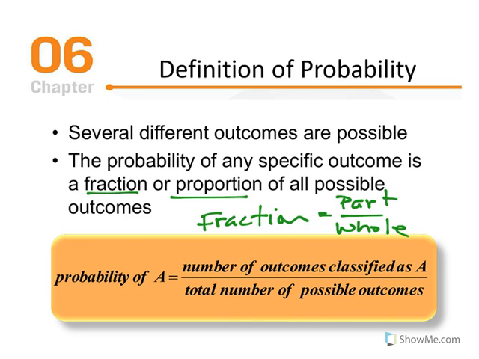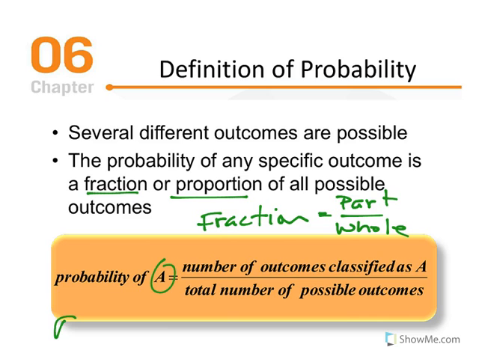And so we can use this equation as an interpretation of that. So probability of A. A just stands for whatever event we're interested in. So the probability of selecting a female from a list of names of this class, the probability of selecting a psych major from the students in this class. So the probability would be determined by the number of outcomes classified as A, number of females, number of psych majors, over the total number of possible outcomes, the total number of students in this class.